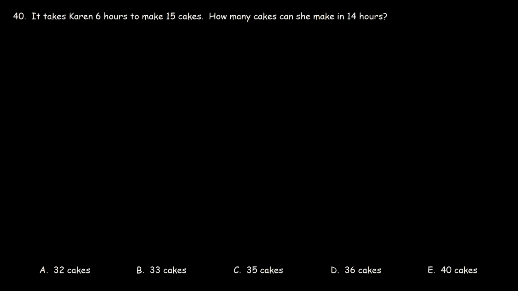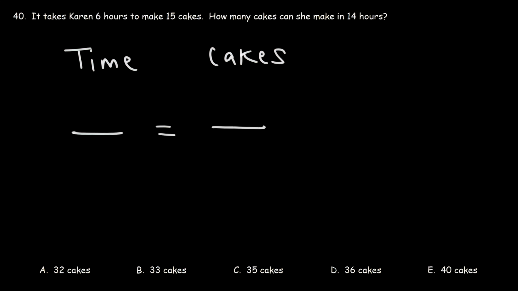Number 40. It takes Karen 6 hours to make 15 cakes. How many cakes can she make in 14 hours? In order to solve this, we need to set up a proportion between time and the number of cakes that she can make. So let's put two fractions separated by an equal sign. In 6 hours, she can make 15 cakes. How many cakes can she make in the time of 14 hours?